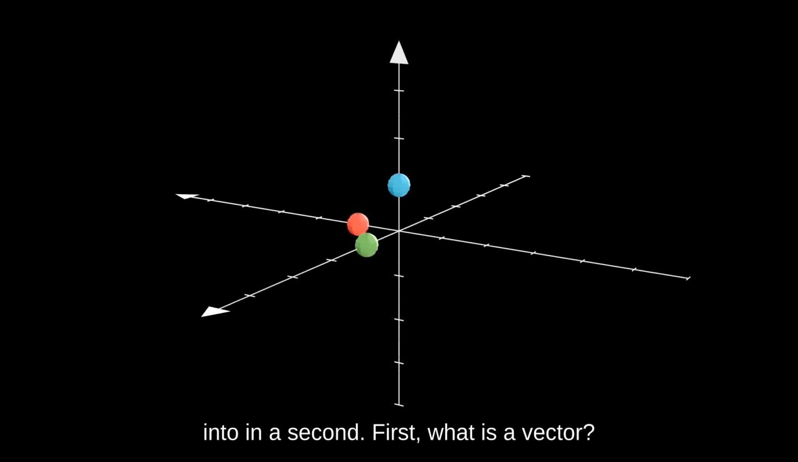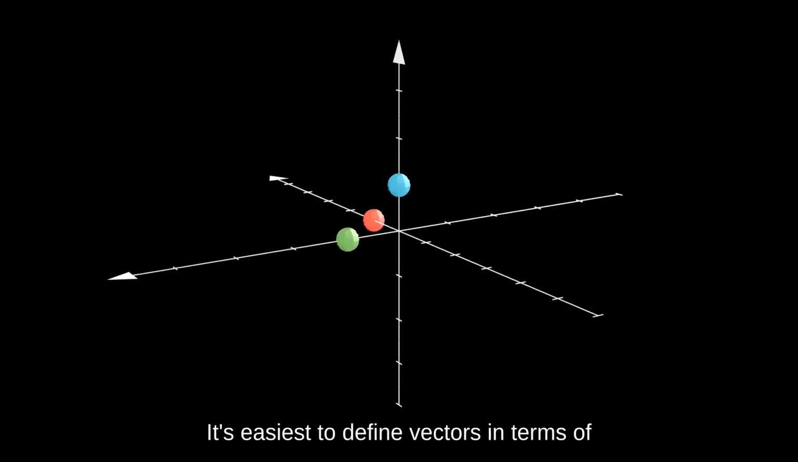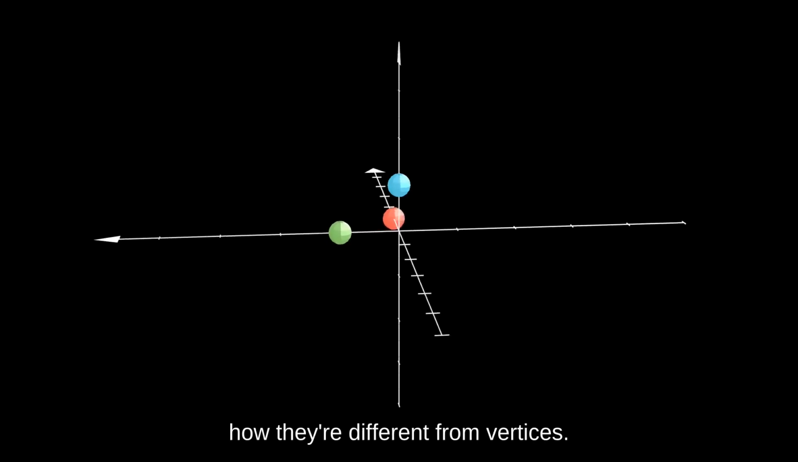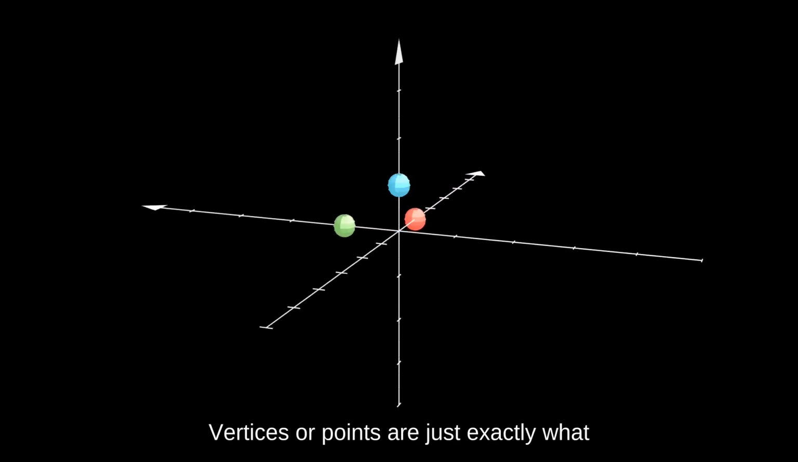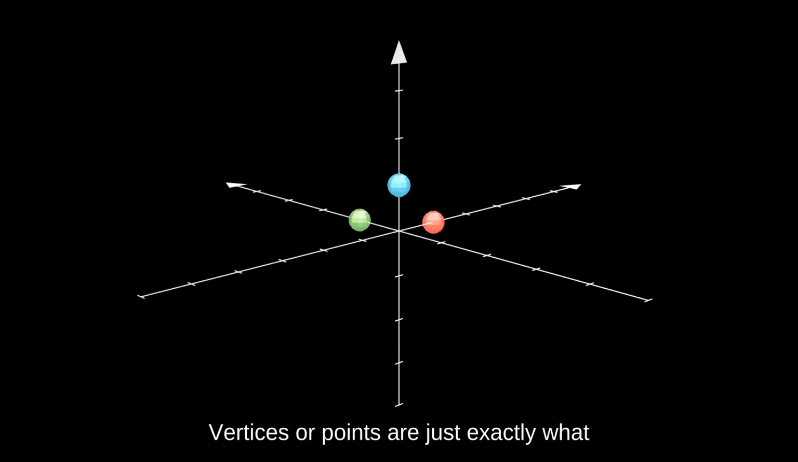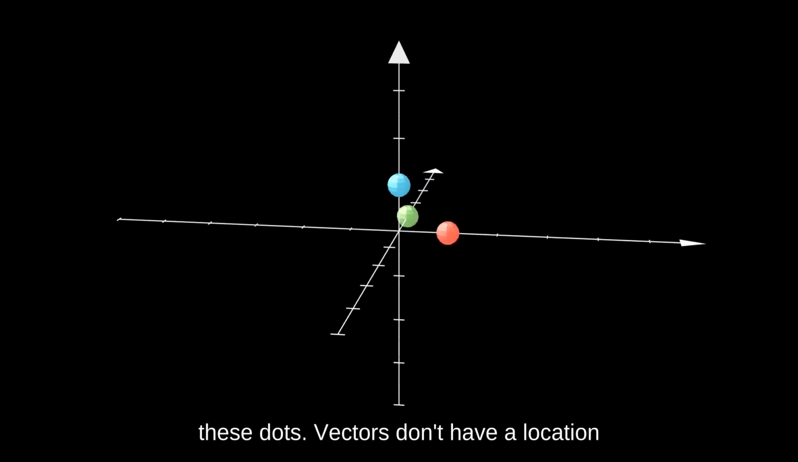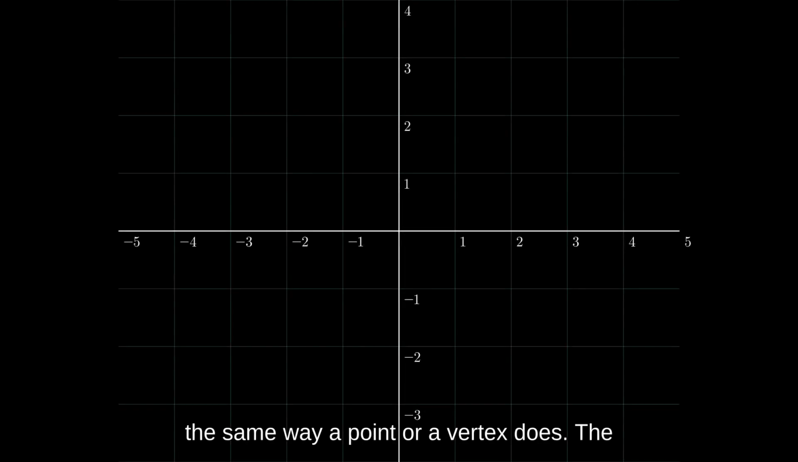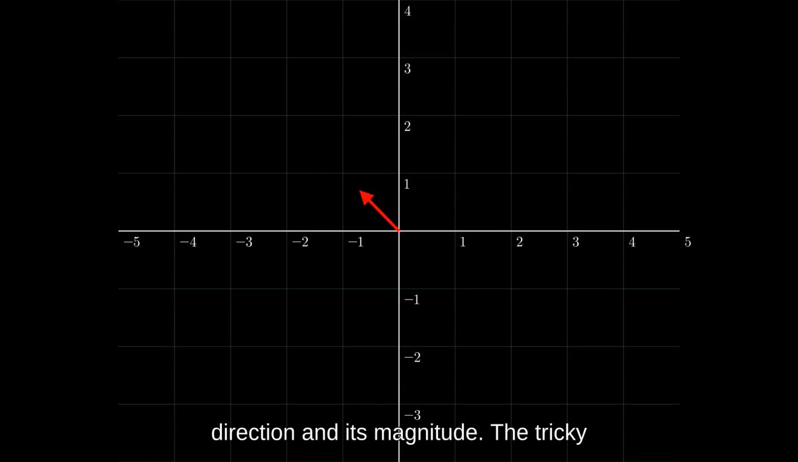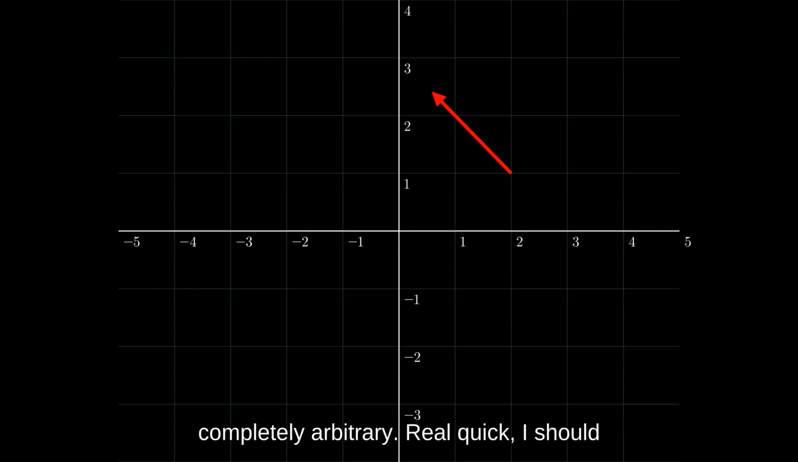First, what is a vector? It's easiest to define vectors in terms of how they're different from vertices. Vertices, or points, are just exactly what you think they are, points in space, like these dots. Vectors don't have a location the same way a point or a vertex does. The only components of a vector are its direction and its magnitude. The tricky thing with representing vectors like this is that I have to give them a location so you can see them, but the location is completely arbitrary.